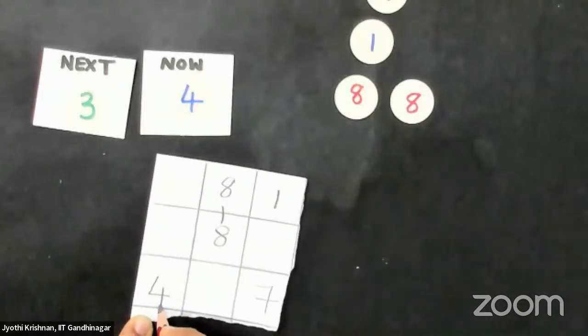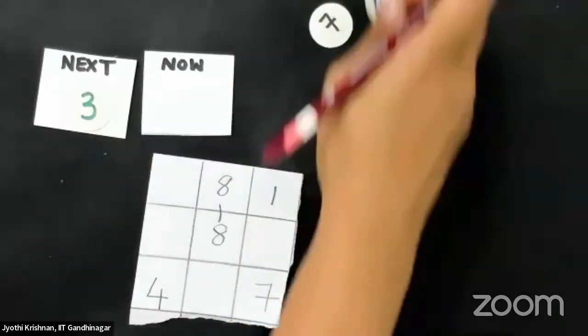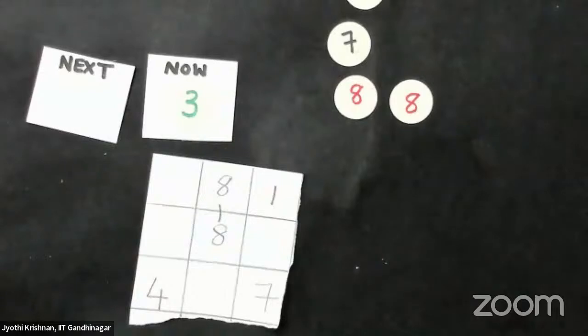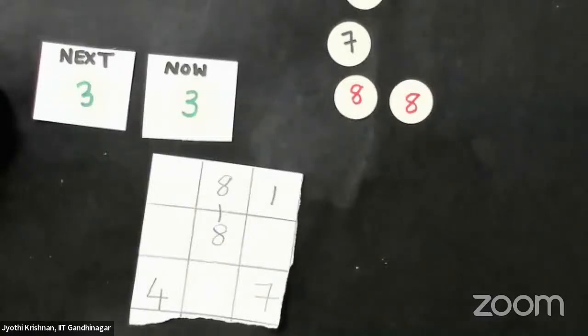Okay, next number is 4 and 4 is filled. After 4, you have 3. So after 4, you have 3, and now you can fill the 3 anywhere.